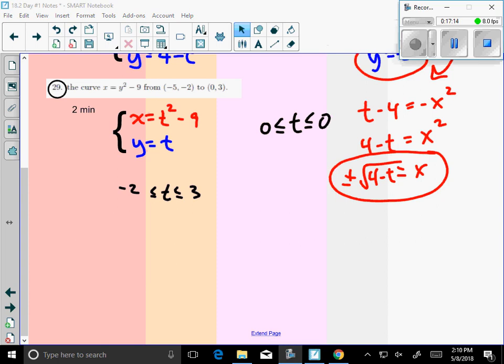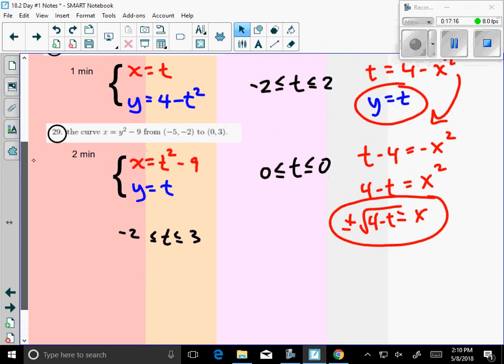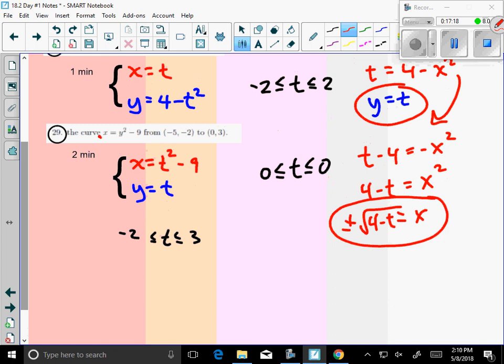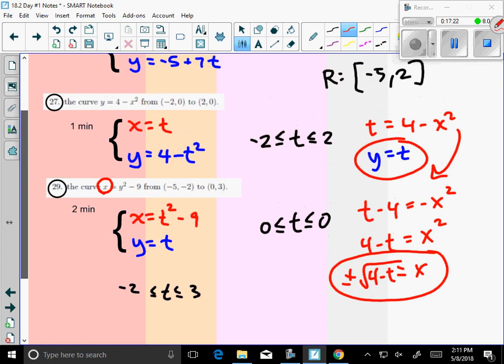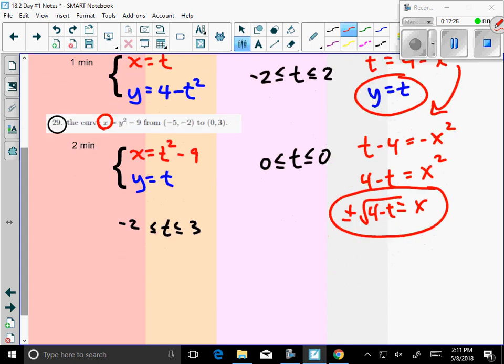Yeah, what I would do is if you have x isolated all by itself like this, use the other one. Right here I have y isolated all by itself, so I set x equal to t. Down here with x isolated, I set y equal to t. It'll make the arithmetic that much easier. And that's 18.2, day number 1 in the books.